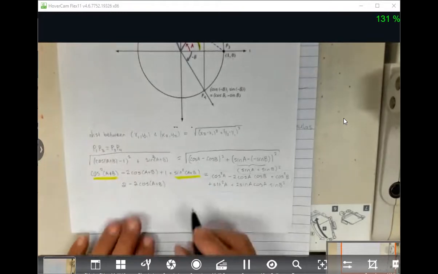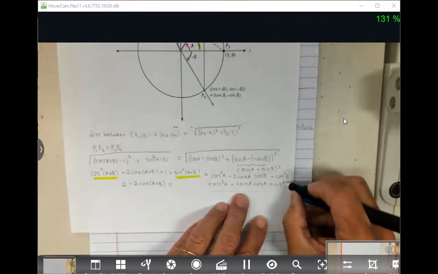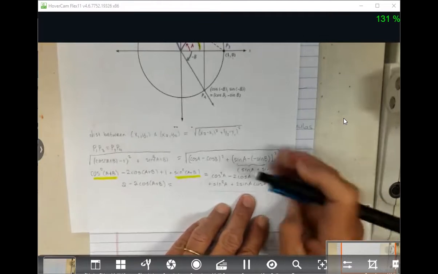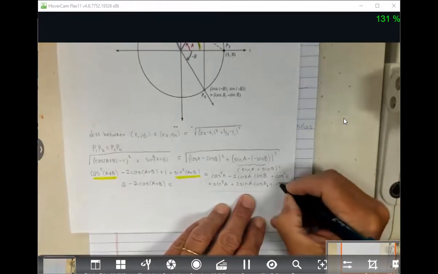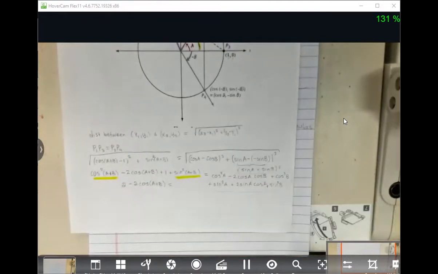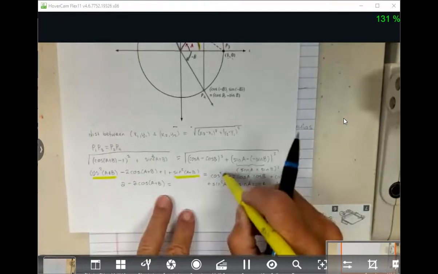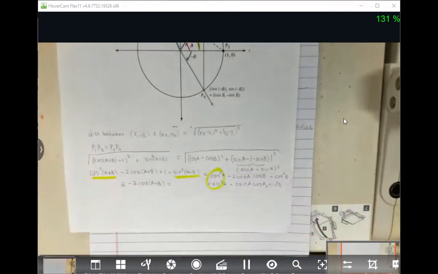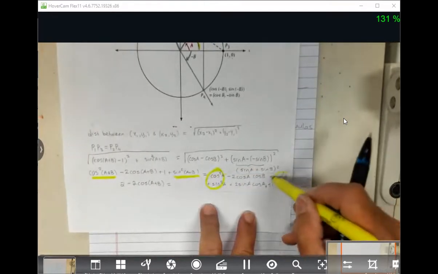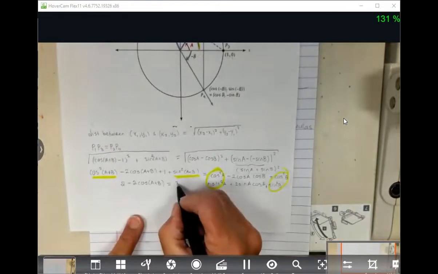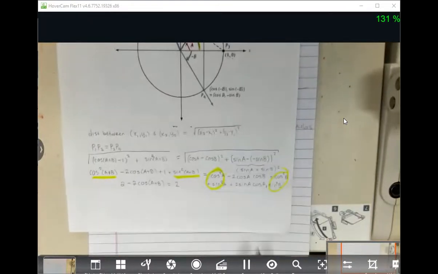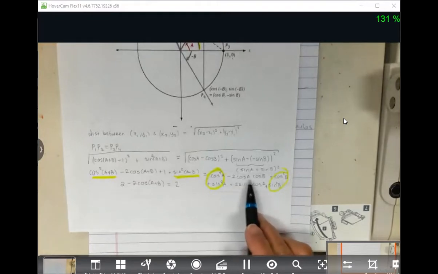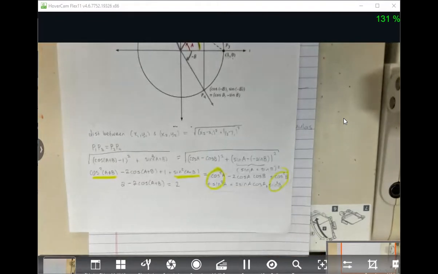Now let me see if there's anything on the right-hand side I can add. This should say plus the sine squared of B. I've got 1 right here. I've got another 1 right here. So that's 2. And then I have all of this, minus 2 cosine A cosine B, plus 2 sine A cosine A.